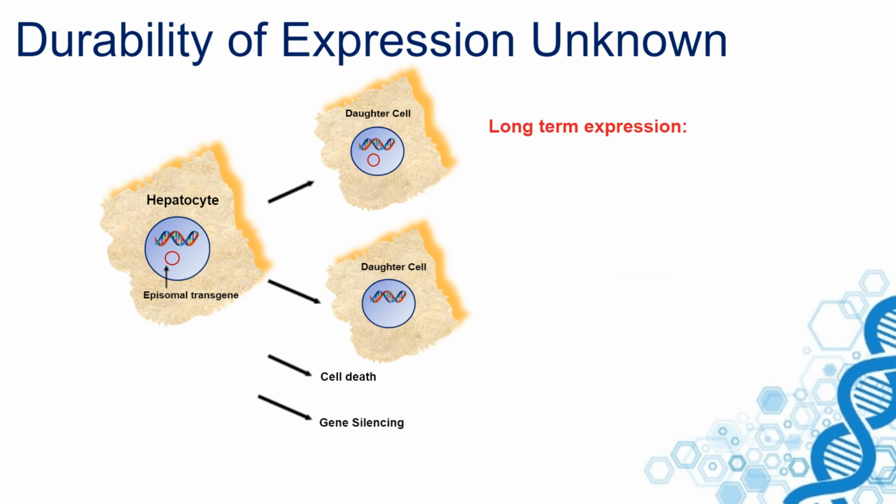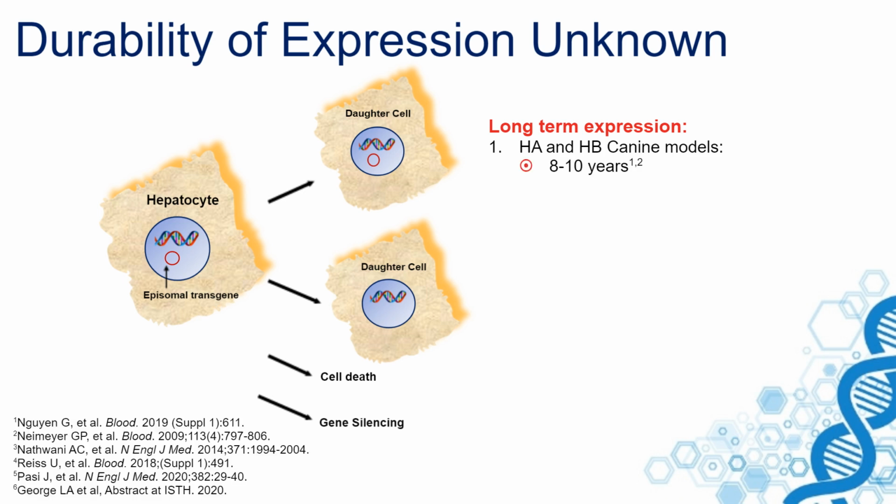So what do we have in terms of real world data to help guide what we might expect? So the first, from preclinical studies, we know from canine models that factor VIII and factor IX expression has been sustained for up to 10 years. And we know from clinical trial in hemophilia B, what's published is up to 3 years of long-term expression. And then in abstract presentation, we've had up to 8 years of sustained expression.